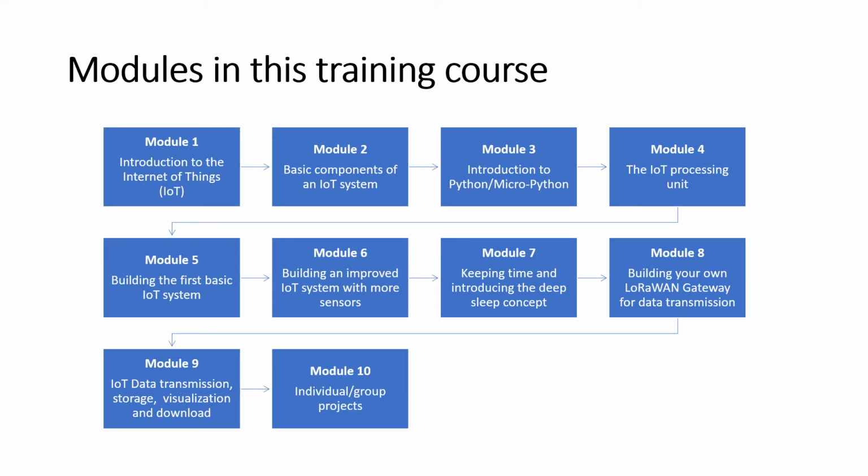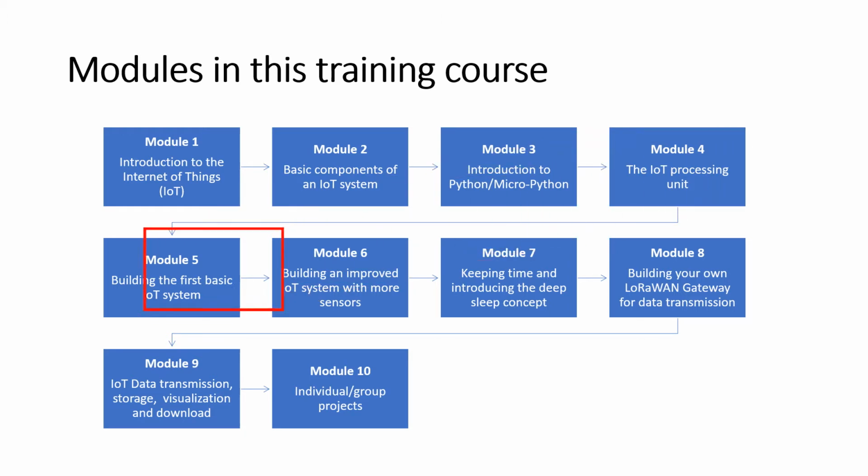This training course has been organized into 10 modules. In Module 1, we will introduce you to the Internet of Things. Next, in Module 2, we will cover the basic components of an IoT system. We will then introduce you to Python or MicroPython in Module 3. This is a language to be used to control these IoT systems. In Module 4, we will introduce you to the IoT processing unit.